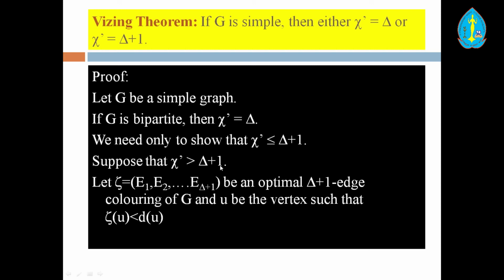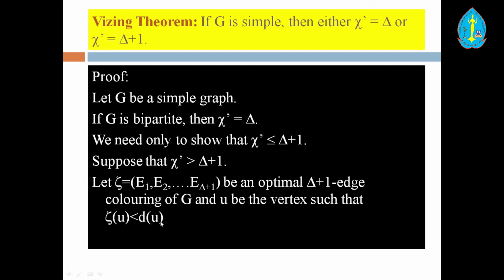We assume that chi', the edge chromatic number, is greater than delta plus 1. Let C equal to the colors E1, E2, and so on up to E delta plus 1, an optimal delta plus 1 edge coloring of G. That is, the number of colors we have used is delta plus 1, and let U be a vertex such that C of U is less than d of U.